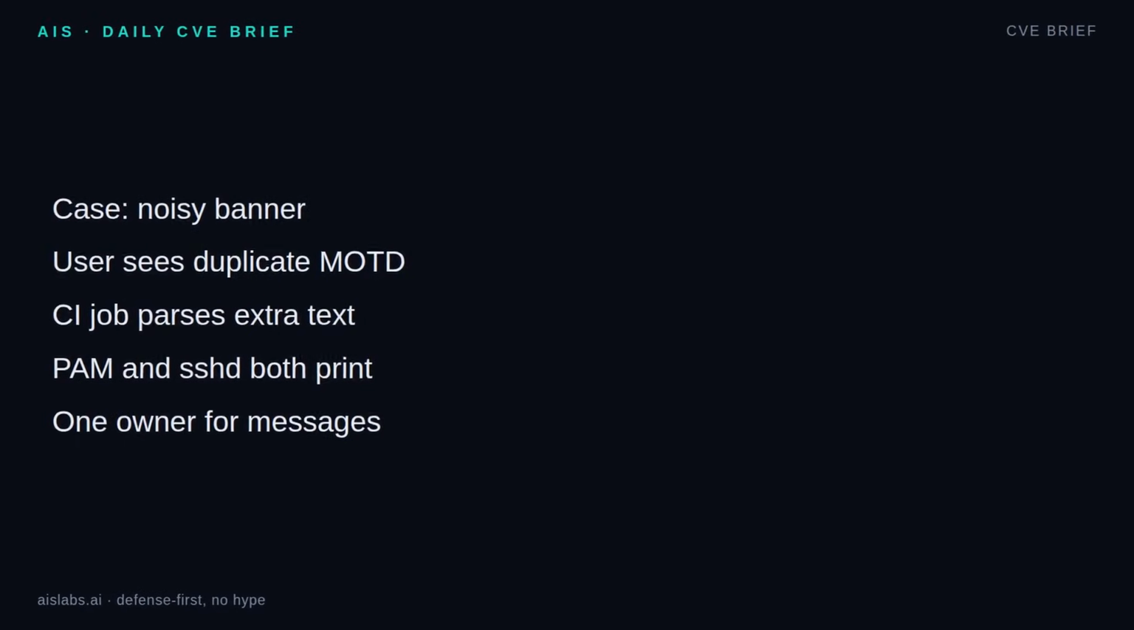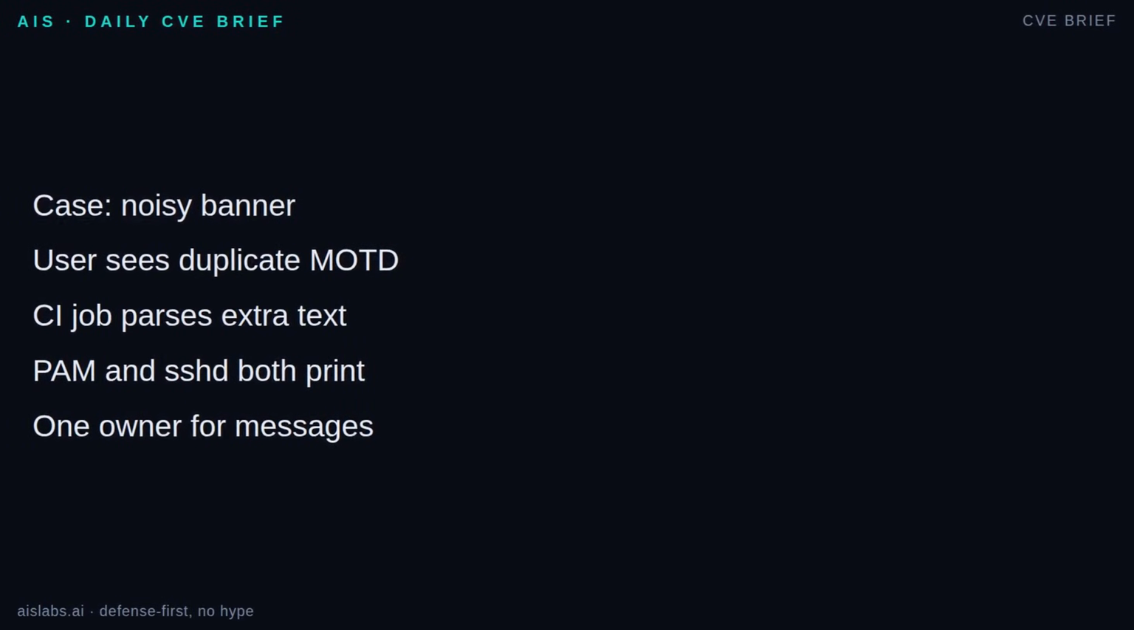Here is a common case. A team adds a compliance message and suddenly interactive users see 2 MOTDs while a deployment job starts failing because it expected clean command output. You check sshd -T and see PrintMotd enabled. Then you inspect pam.d/sshd and find pam_motd also enabled. On Debian and Ubuntu systems, PAM commonly owns MOTD generation, including scripts under update-motd.d. On other distributions, the pattern differs. The fix is not random commenting. Choose one owner for post-auth messages. Keep legal pre-auth text in the OpenSSH banner file if required. Keep operational MOTD short, stable, and post-auth.